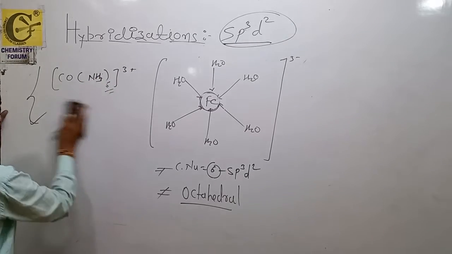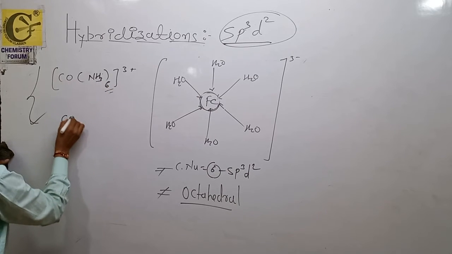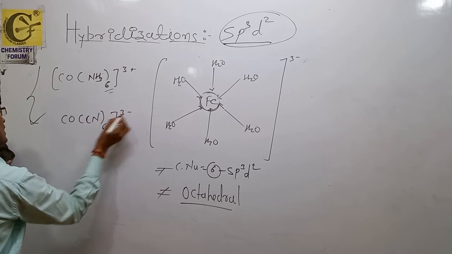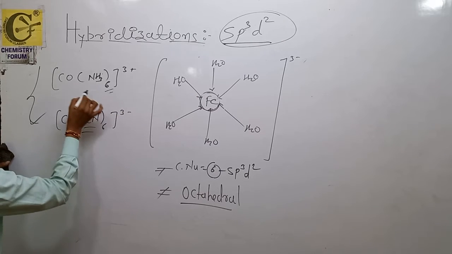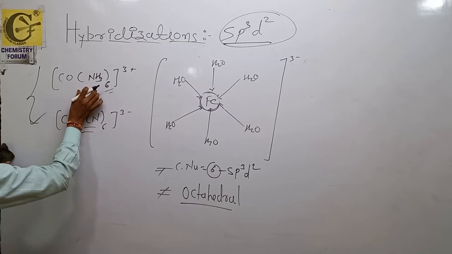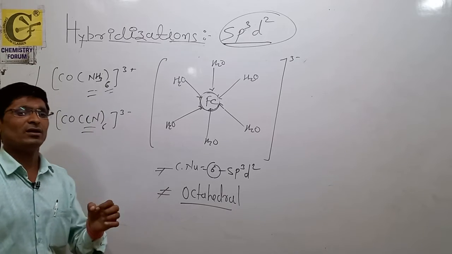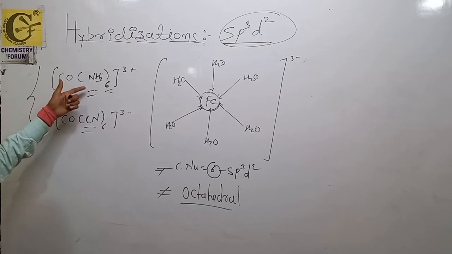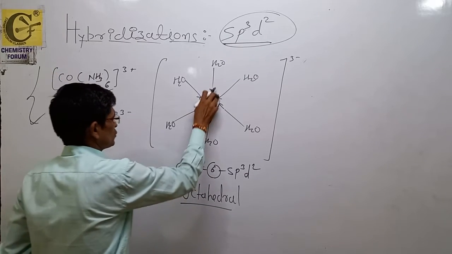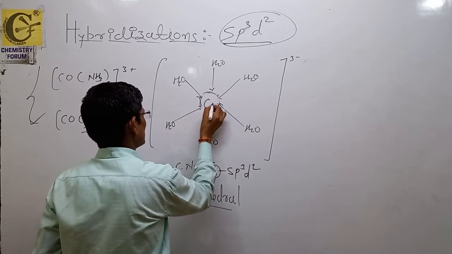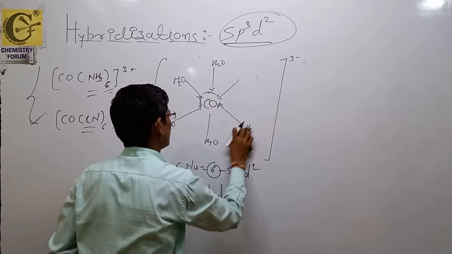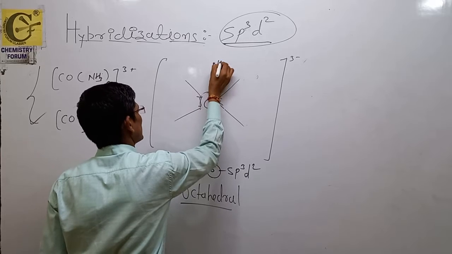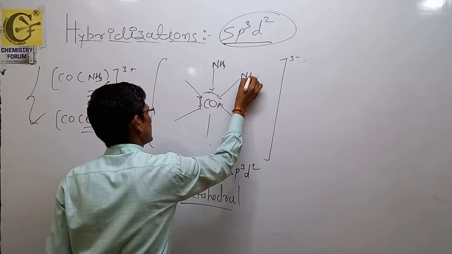Again another example we can take, this is Co(CN)6. So cyanide is the stronger ligand, and ammonia is the moderate ligand. But with cobalt and with copper, it acts as a stronger ligand. So the geometry is the same. As you can say, this is the cobalt. Instead of water molecules, we can take ammonia as a ligand.